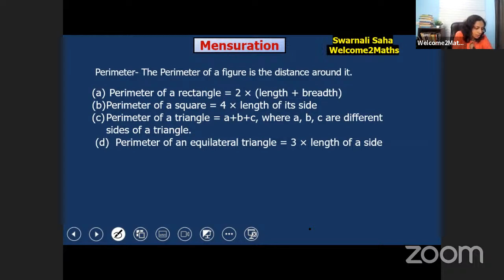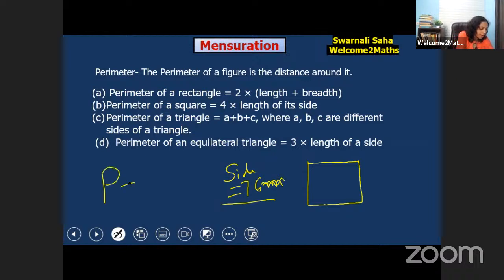Now let's find out the perimeter of a square. All sides are equal in a square. Let's see, the square side is equal to 76 meter. Then you can tell me what is the perimeter of this square.